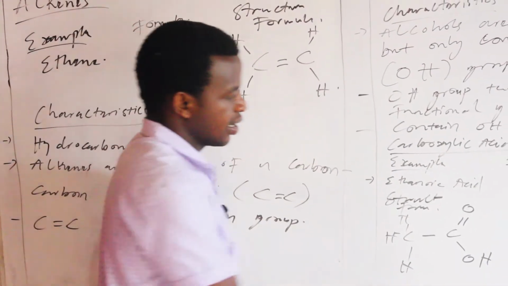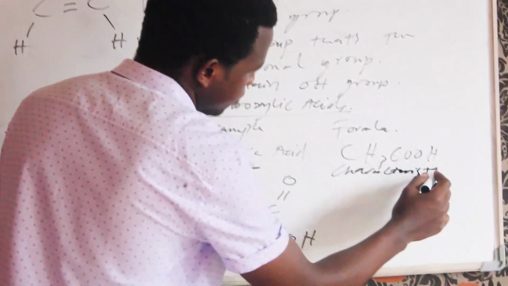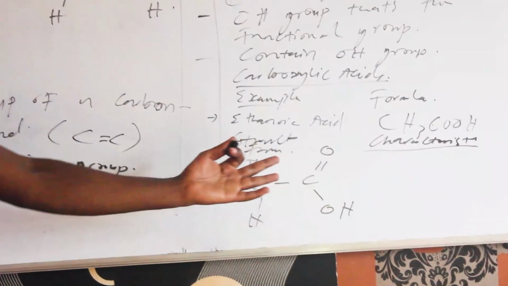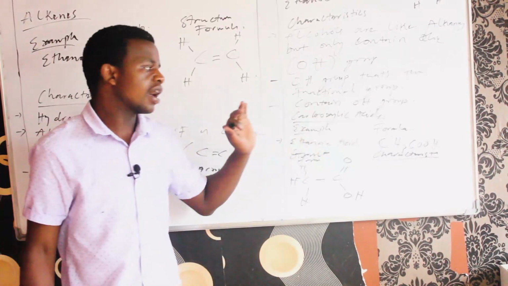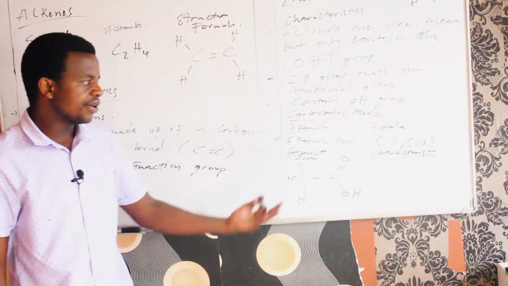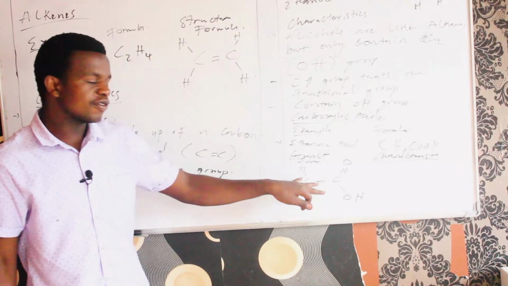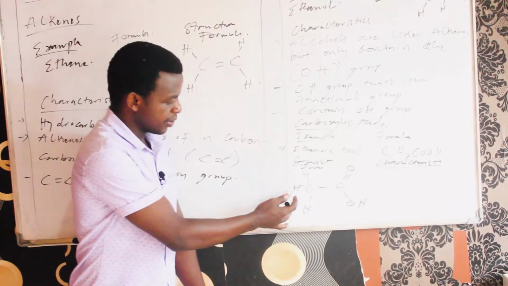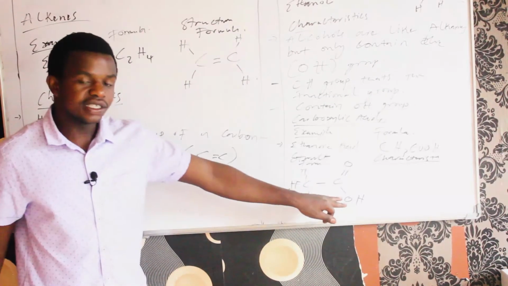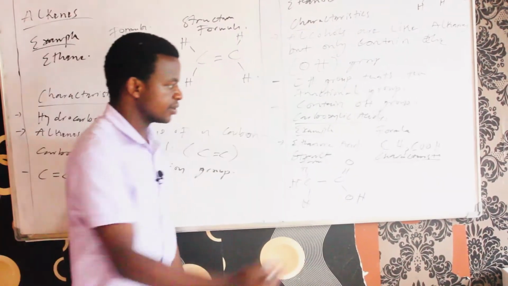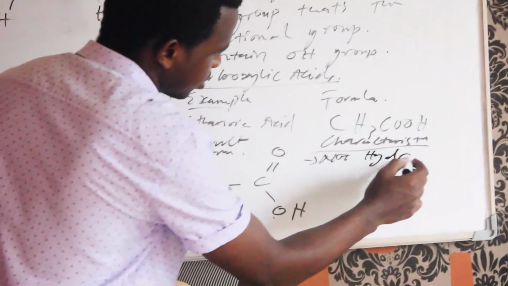And let us look at the characteristics. So the first characteristic that we can mention is that the carboxylic acids are not hydrocarbons. And the reason why they are not hydrocarbons, if we check the structure formula of ethanoic acid here, we see that we have hydrogen atoms, carbon atoms, and oxygen atoms. So there are oxygen atoms here. So these are not hydrocarbons.